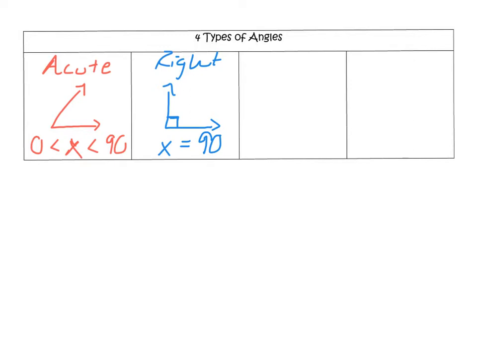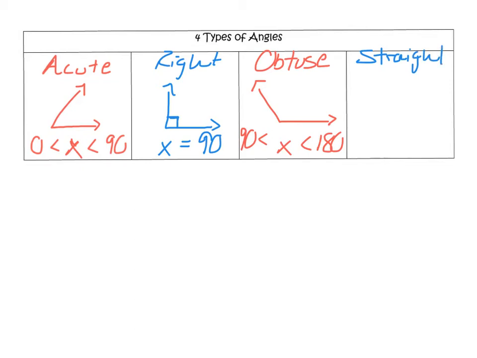The next one up, bigger than right, is obtuse. So this one obviously opens up a little bit wider. It's greater than 90, but it's definitely less than 180. And for the last one, which isn't too common, but definitely comes up, is a straight angle. So this one's going to be depicted just with a straight line. Now technically there are points on here making it form an angle, but what you need to know about this straight angle is the measure of it is going to equal exactly 180 degrees.